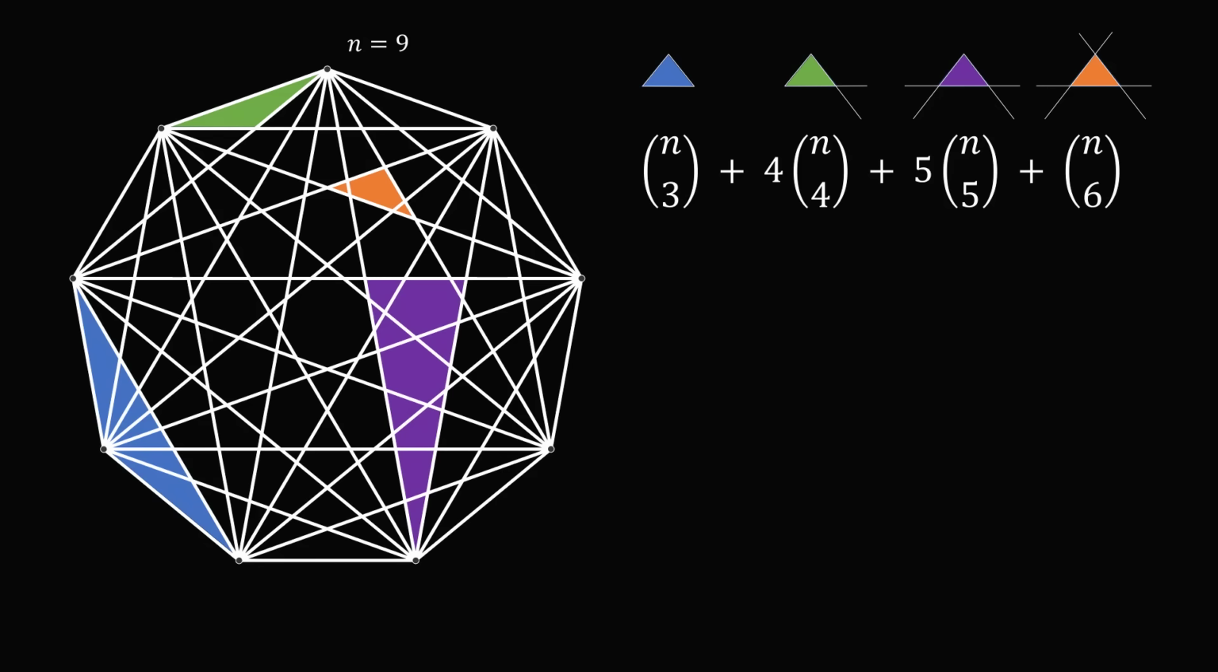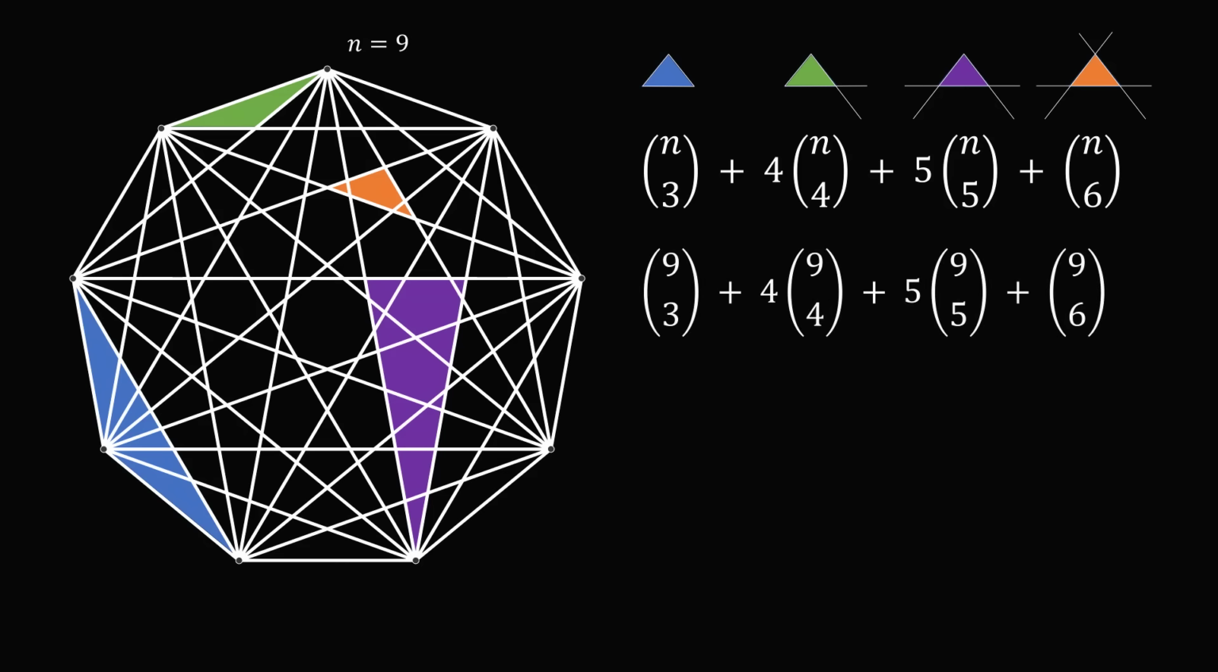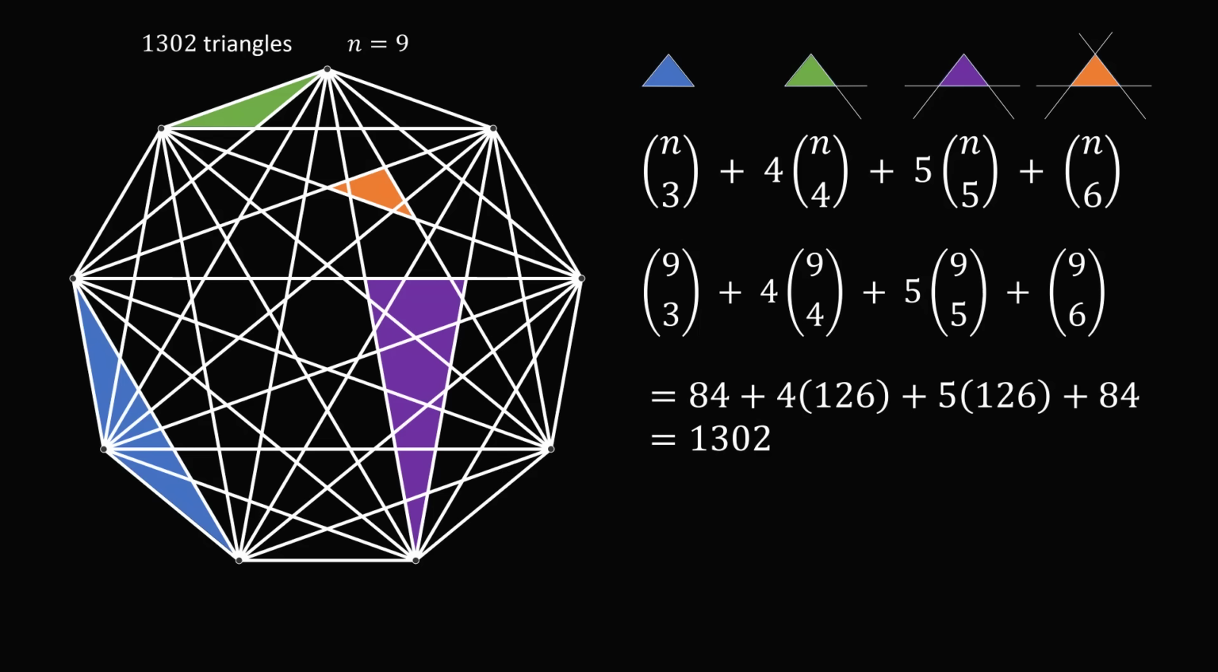We have counted each of these types. So we substitute in n is equal to 9, and we can see that there will be 1,302 different triangles in this shape. This would be impossible to count by hand. You would surely lose track somewhere. But through this formula, we have just instantly figured out the number of triangles in this shape.